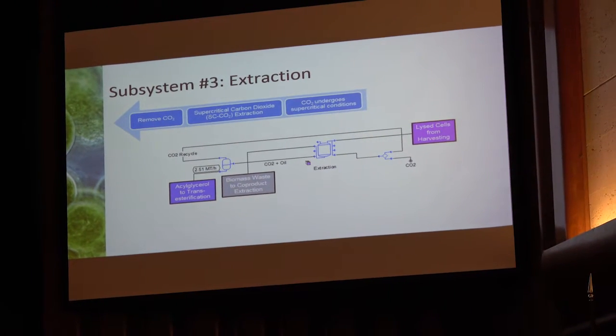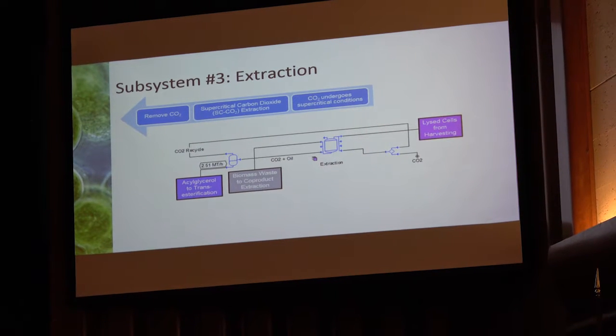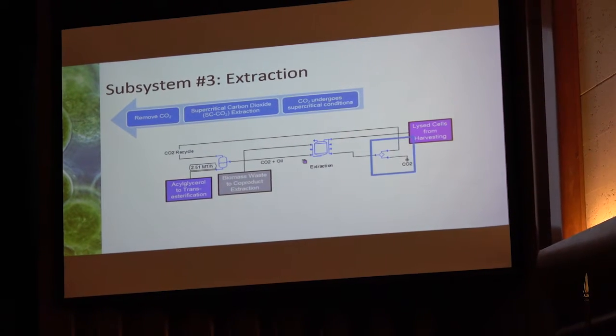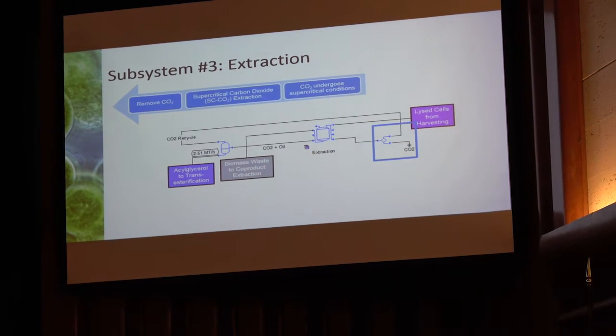So starting on the right this time, we're going to start with our lysed cells from harvesting and send them to our extraction tank. And then we're also going to bring in our carbon dioxide.